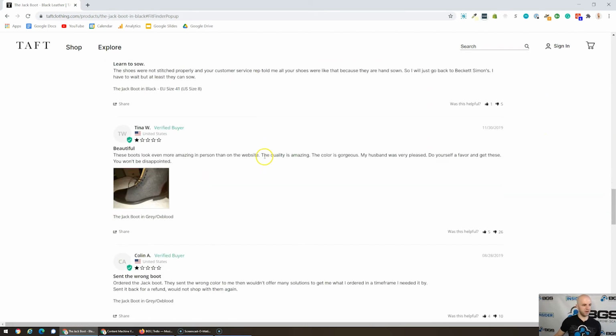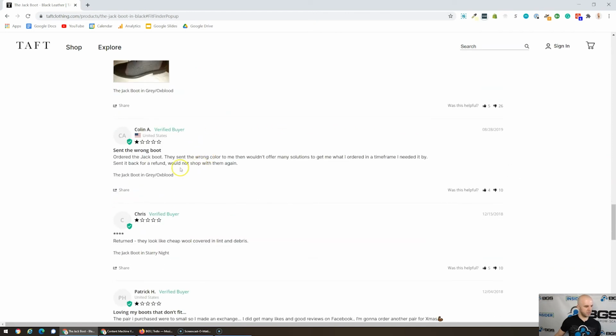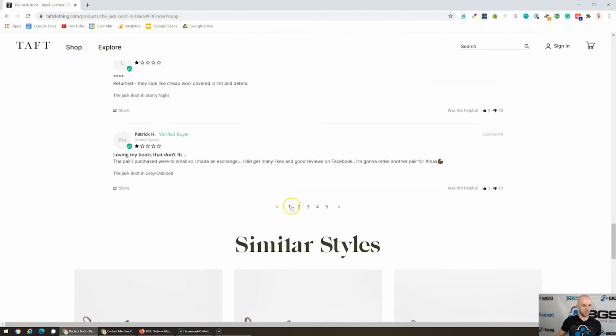If I click here and I see, quality amazing, I guess this person put 1 star by mistake, but sent the wrong boot, okay? Ordered this boot, blah, blah, blah. They sent me the wrong color, sent it back for a refund, won't shop with them again. So what does this tell me? This company doesn't really care about their customers, right? Look, none of these reviews is answered.